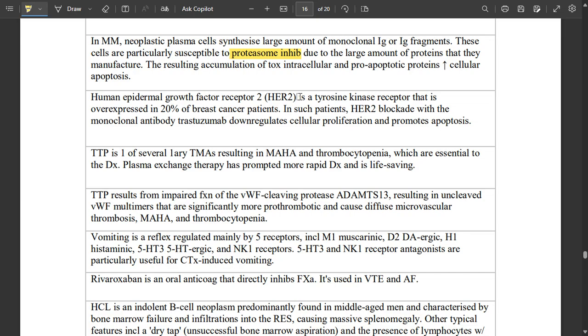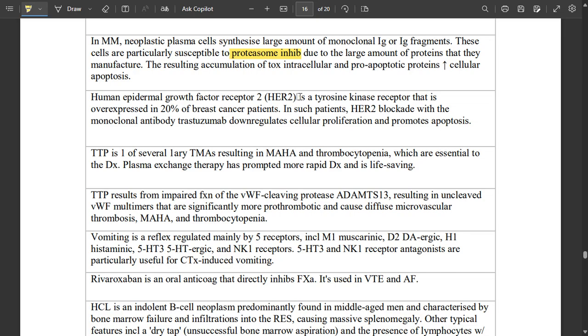So, what are the examples of proteasome inhibitors? It's a little bit difficult. However, I'll try to answer it by searching on Google. Proteasome inhibitors.